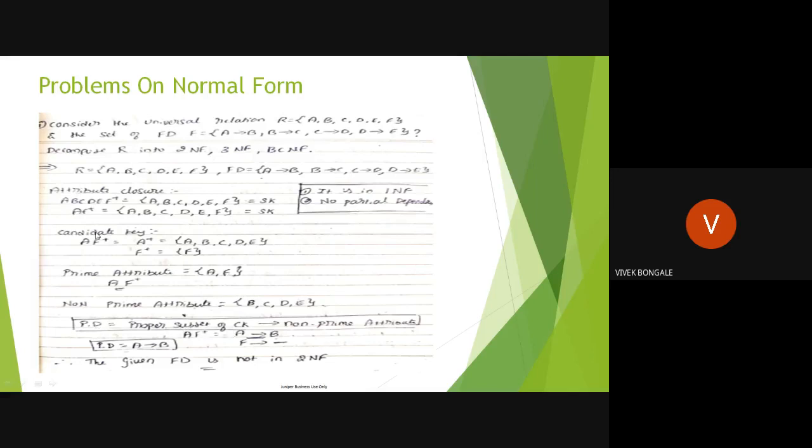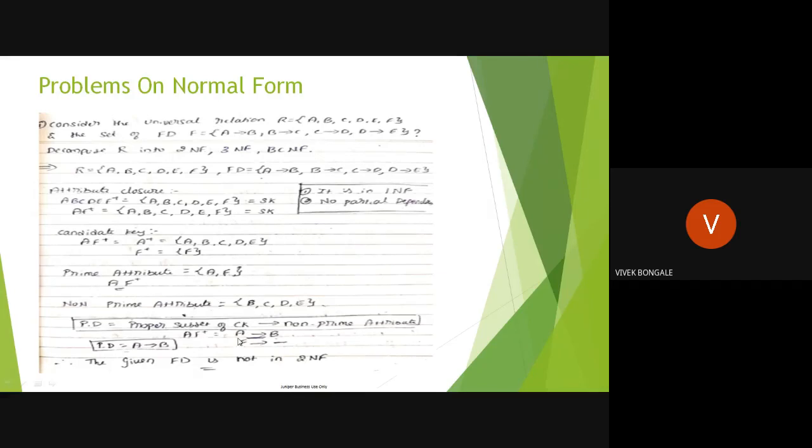Is this a proper subset of the candidate key determining non-prime attributes? So I have the functional dependencies, and AF is the candidate key. In this candidate key, the attribute A is participating. So A and F, these two attributes, are part of the candidate key. We have to check whether these two attributes are participating in the given functional dependency.